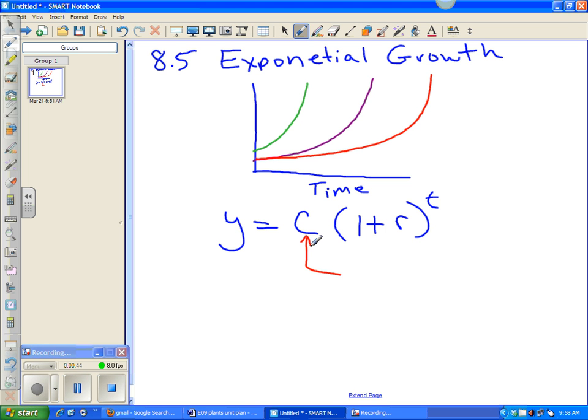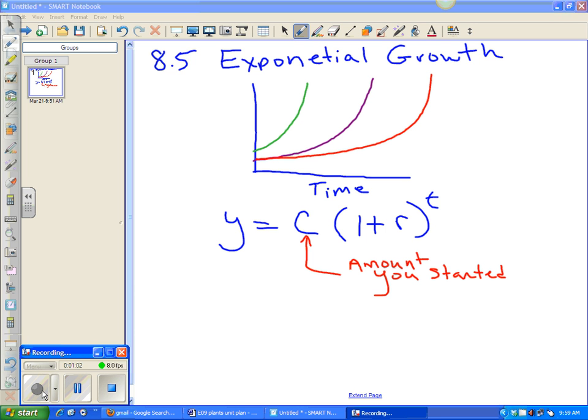Your starting amount of either money, so I'm going to say the amount you started with. Okay, that's what you started with. So if you are investing money and you start off with $200, that's where the 200 goes.